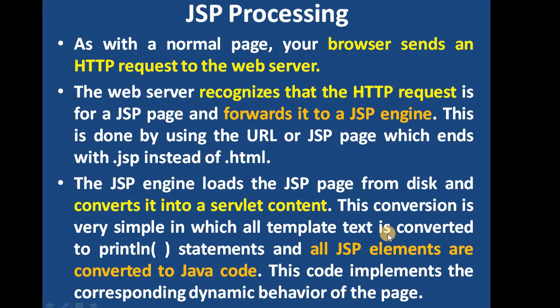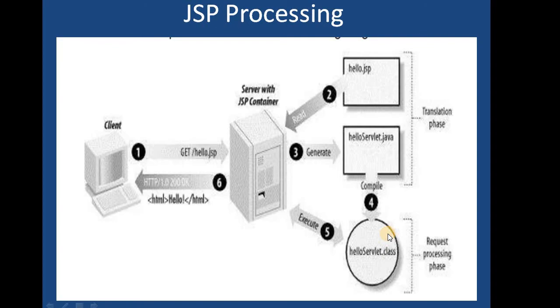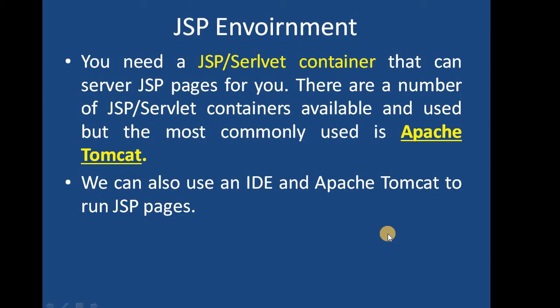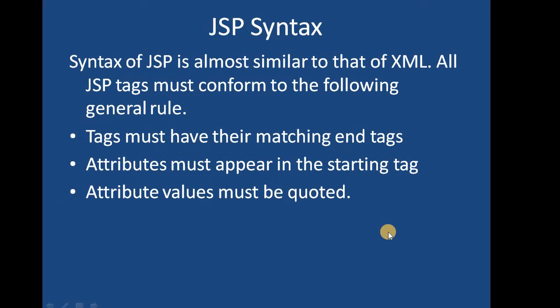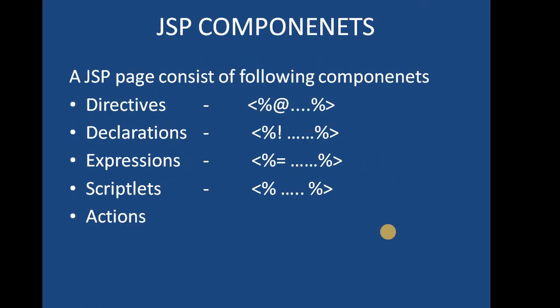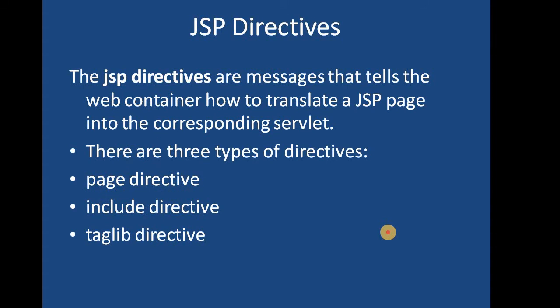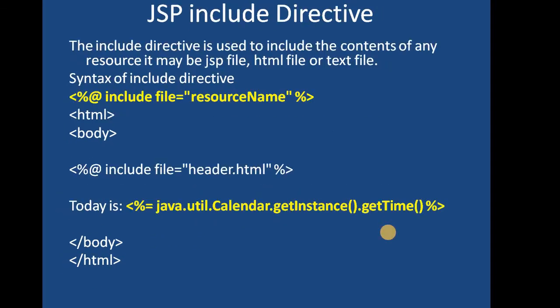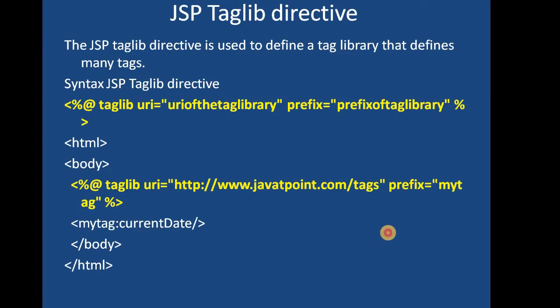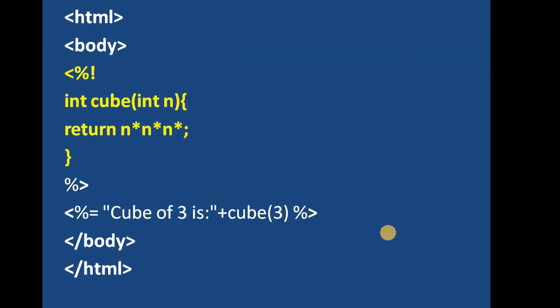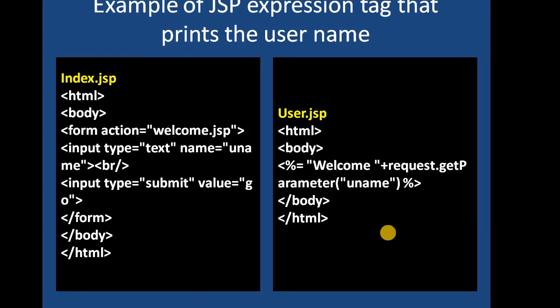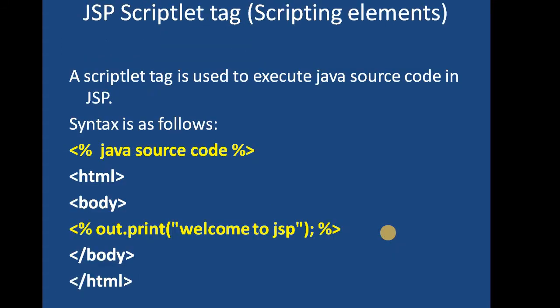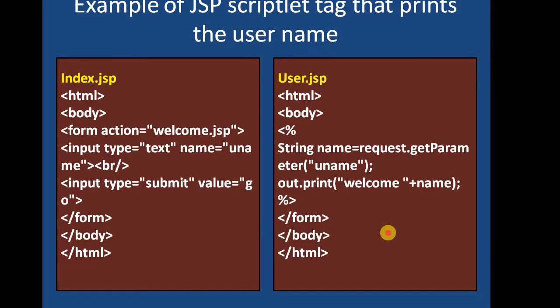We had seen how JSP processing is done and what the JSP environment is and how we can execute the JSP page. And in the previous lesson, we talked about JSP syntax, the components, and JSP directives, where we talked about the page directive, the include directive, the taglib directive, and the declaration tag. We had seen expression tags of the JSP. We had seen scriptlet tags.